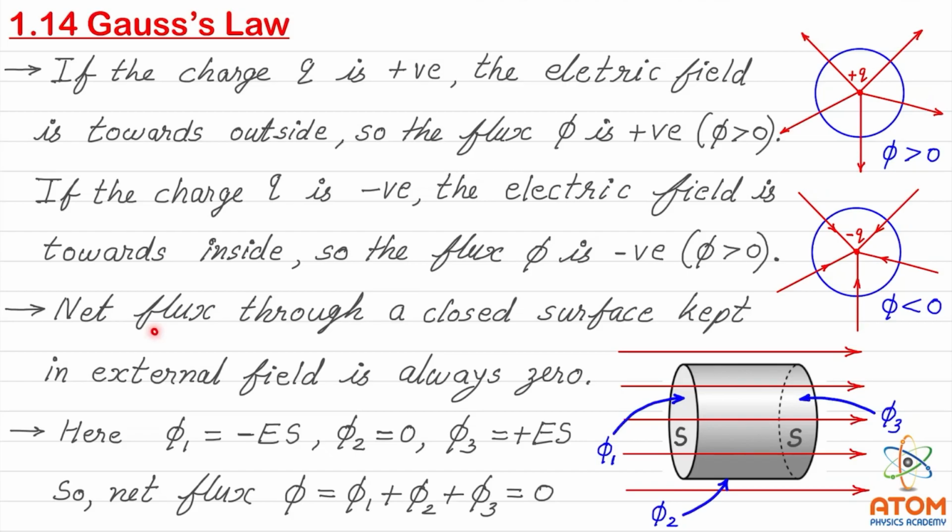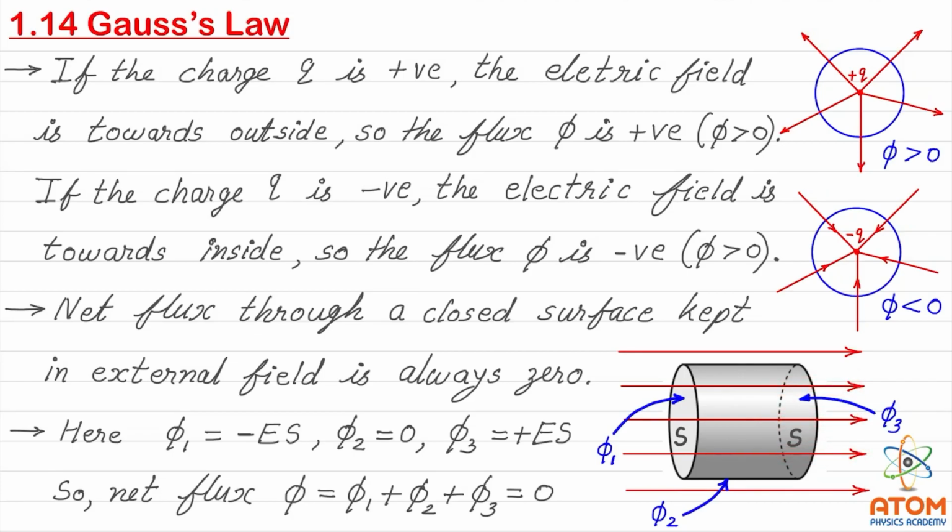Next thing, net flux through a closed surface kept in an external field is always 0. Mind well, when you place any closed surface in an external field, then the total flux is 0. For example, here this is a uniform electric field in which we have kept a cylindrical shape, or say a cylindrical Gaussian surface. In this case, what will happen? On this surface, the electric field lines are going from outside to inside, and on this surface, electric field lines are going from inside to outside.